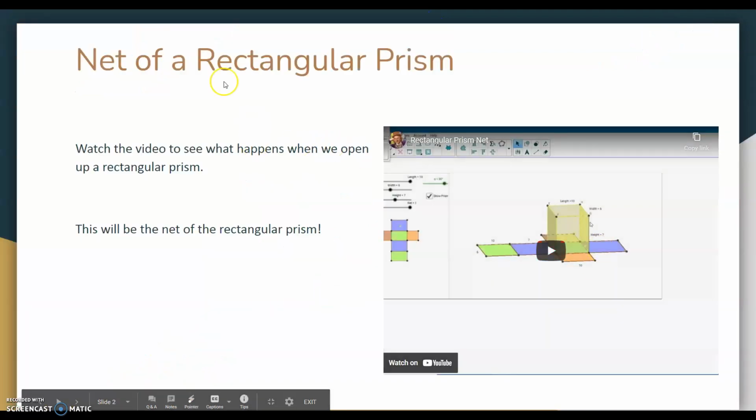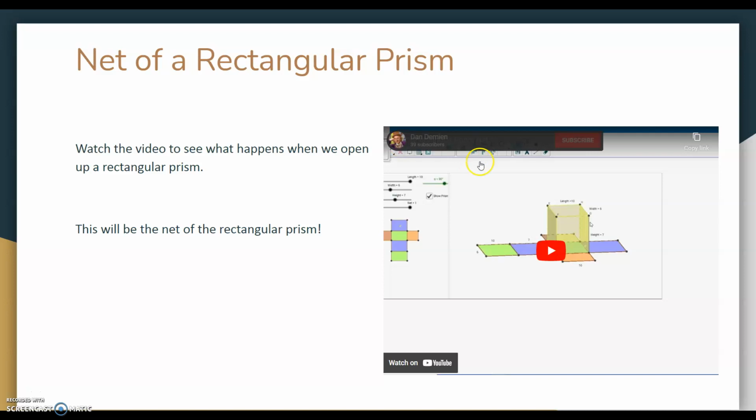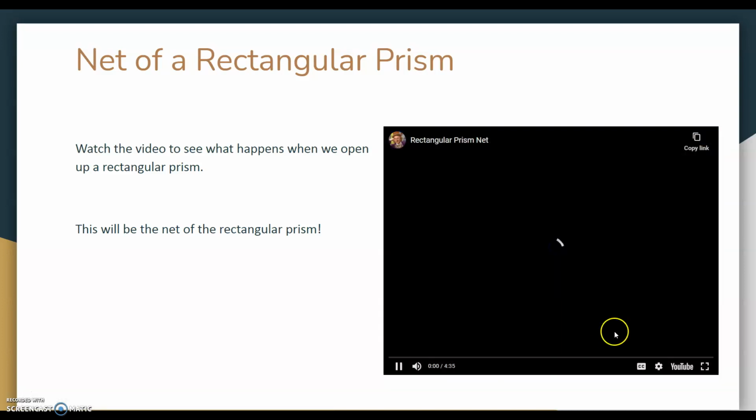Okay, so just like the surface area of a cylinder, which had a net, the rectangular prism has one as well, because whenever we open up the figure and lay it down flat, it will create some type of net to help us find the area of it. So I found a video that demonstrates this, so I just want you guys to watch it and see what happens.